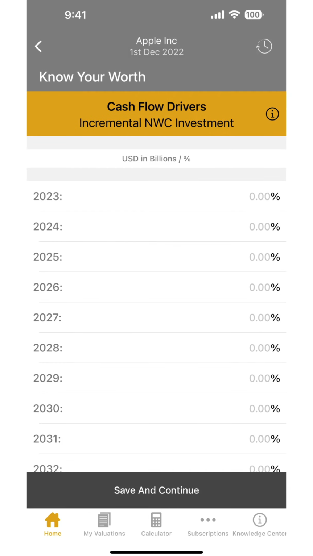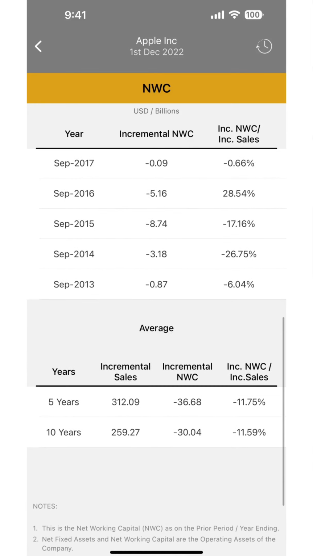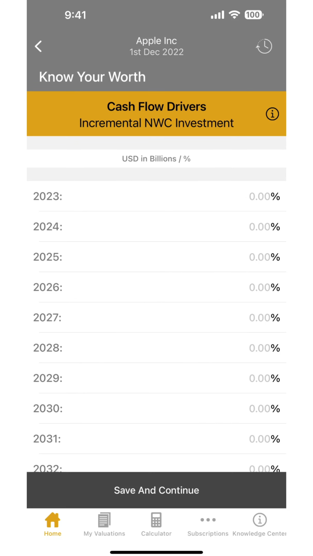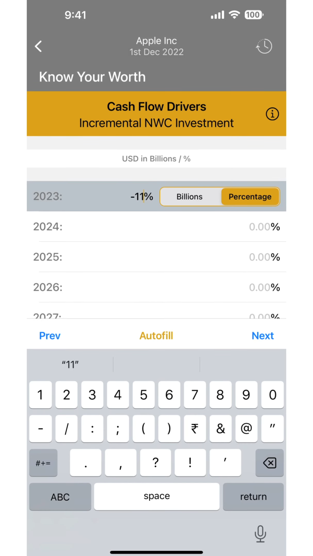Incremental net working capital is the investment required in the working capital to grow sales. Net working capital is operating current assets less operating current liabilities less non-current operating liabilities. It is given as a percentage of incremental sales. Users can refer to history icon on top right corner of the screen. Apple's net working capital investment rate is taken at minus 11% due to its efficient working capital management during the forecast and terminal period. Here too, you can either enter the data as values or as a percentage of the incremental sales. Here too, you can use the autofill function.